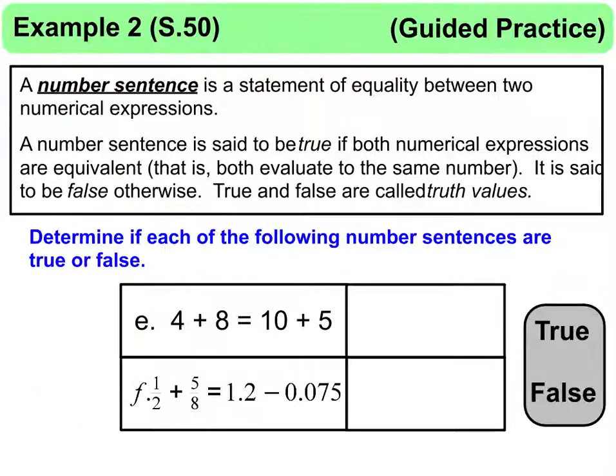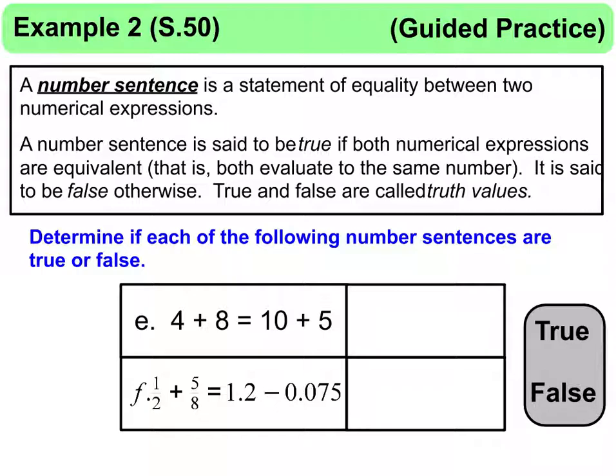So what the students then experience in class is this idea or this concept of what a number sentence is. It's a statement of equality between two separate numerical expressions. A number sentence is said to be true if both numerical expressions are equivalent. In other words, they evaluate to equal the same number. It is said to be false otherwise. True and false are called truth values.